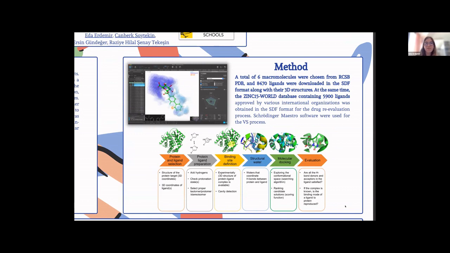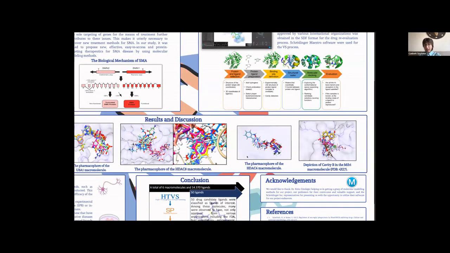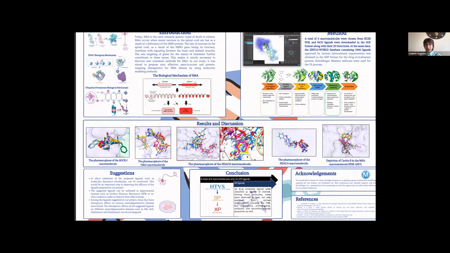At the same time, the ZINC15 database containing 5,900 ligands approved by various international organizations was obtained in the SDF format for the drug re-evaluation process. The Glide module of Schrödinger Maestro was used for the docking processes, and trials were carried out in the high throughput virtual screening HTVS, standard precision SP, and extra precision XP modes.